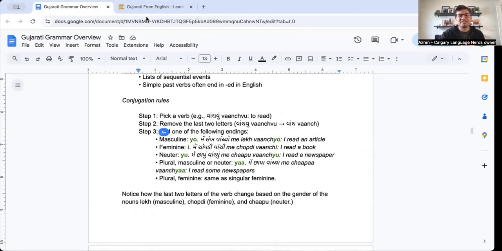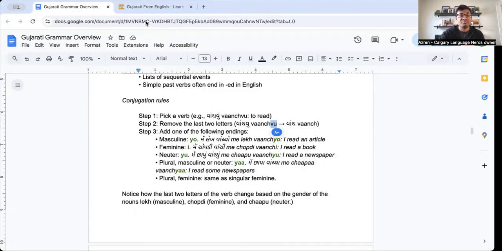We pick a verb such as vanchfu, to read. We remove the last 2 letters. The last 2 letters are always going to be vu in every single verb in Gujarati. We are left with a stem, which is vanch. And then we add one of the following endings: yo for masculine, e for feminine, u for neuter, ya for plural. So for example, if I read an article, me lek vancho, because article is masculine.